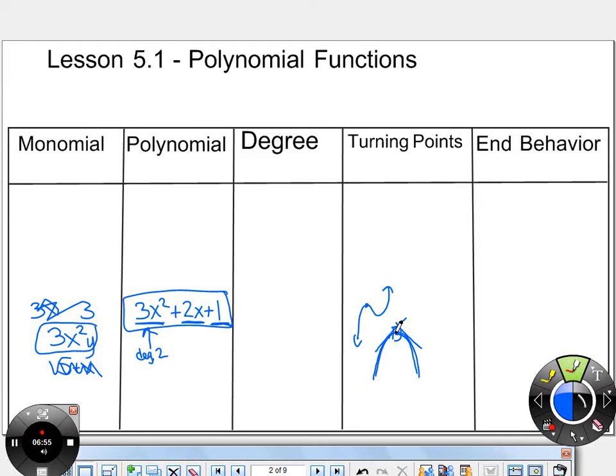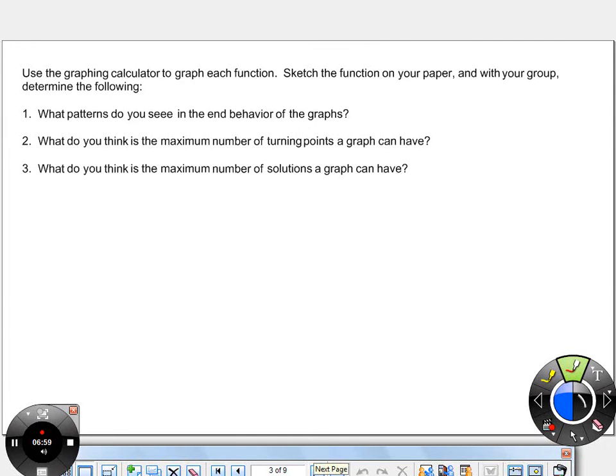All right, so then you guys graphed some stuff at the bottom. Just briefly, I'm not going to put everything in the right place, but as we go through this, here's what I want you to think. What patterns do you see in the end behavior? I want you to think about degree. So all 6 of your functions have an equation and they have a degree listed. Okay? I want to build a relationship between what the degree can tell me about the end behaviors, the maximum number of turning points, and the maximum number of solutions.